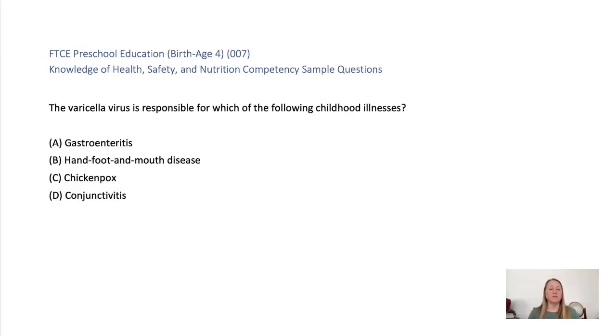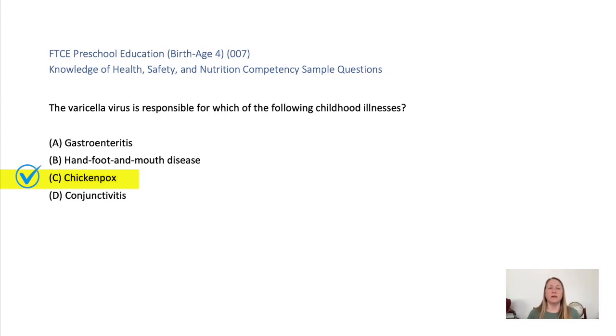The varicella virus is responsible for which of the following childhood illnesses? A, gastroenteritis, B, hand, foot, and mouth disease, C, chickenpox, or D, conjunctivitis. A, gastroenteritis is caused by another virus or bacteria. B, hand, foot, and mouth disease is caused by Coxsackie virus. D, conjunctivitis is often caused by bacteria, viruses, or allergens.